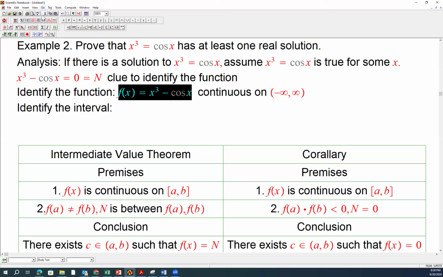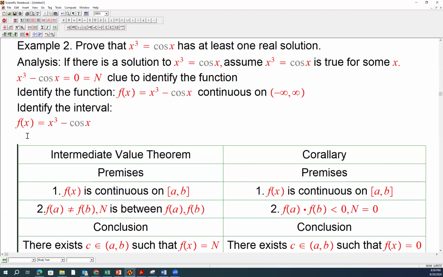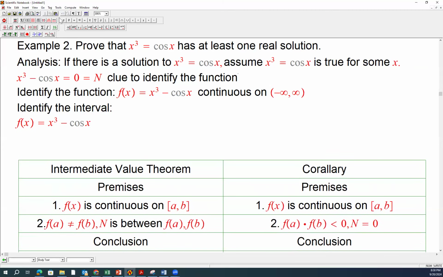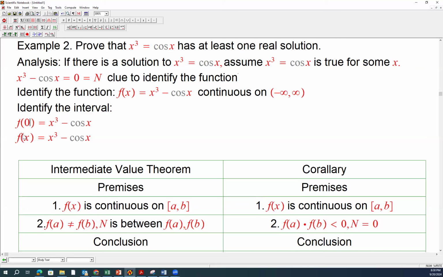So we're going to identify the interval. What number? This is the part you can play with on your scratch paper. Okay, I'm still playing on my scratch paper. How about 0? I'm going to choose some easy numbers. 0 to the power 3 is 0 minus cosine 0. Cosine 0 is 1, so this is going to be negative 1. So this is negative, right?